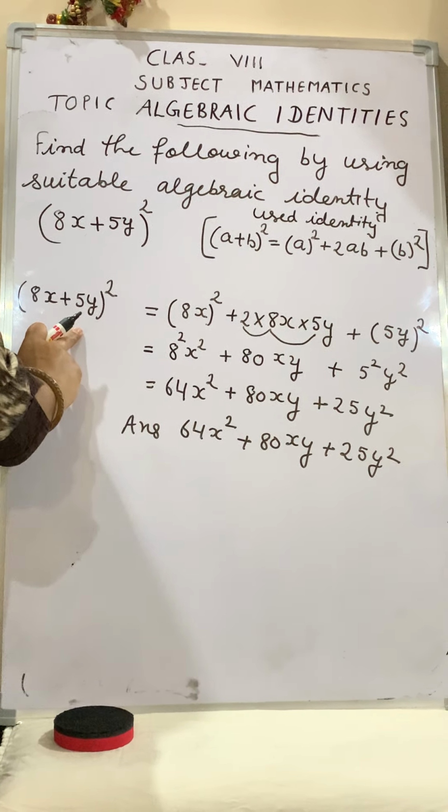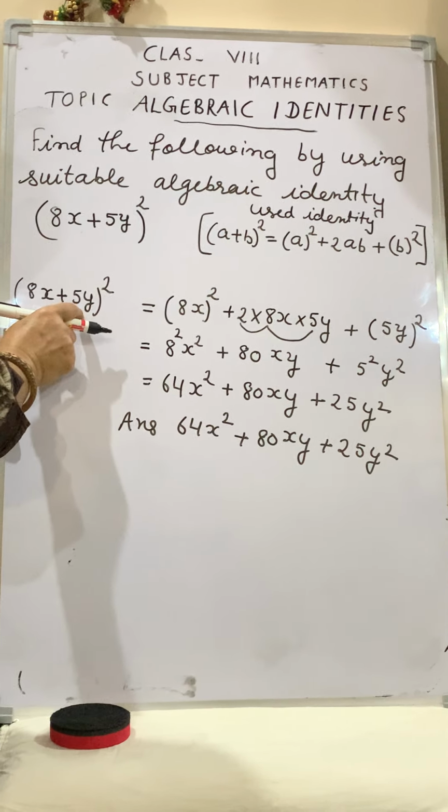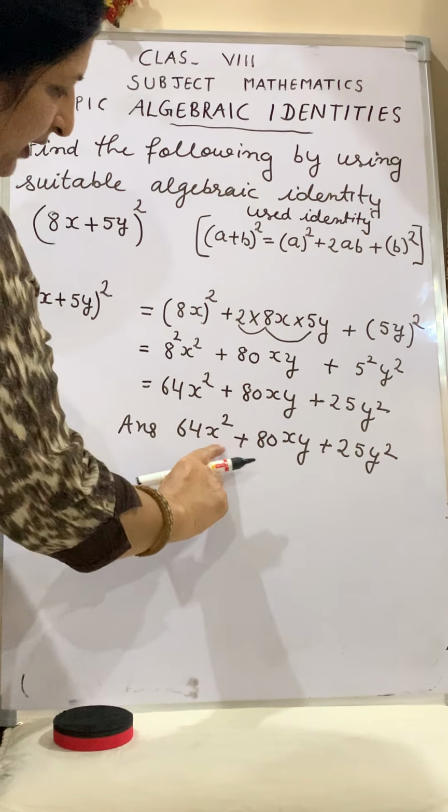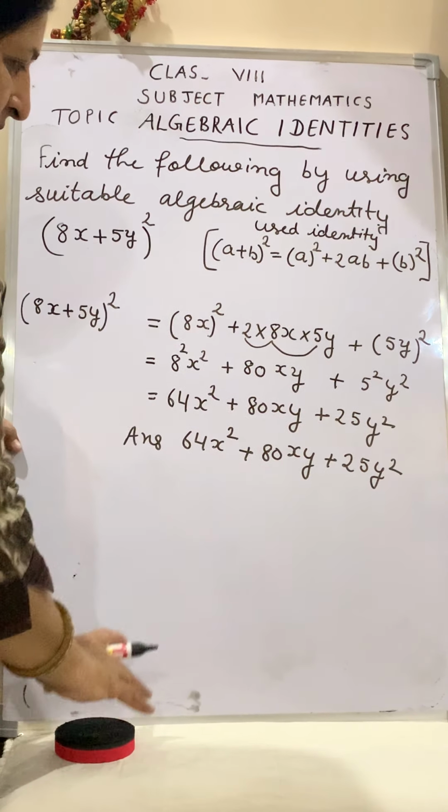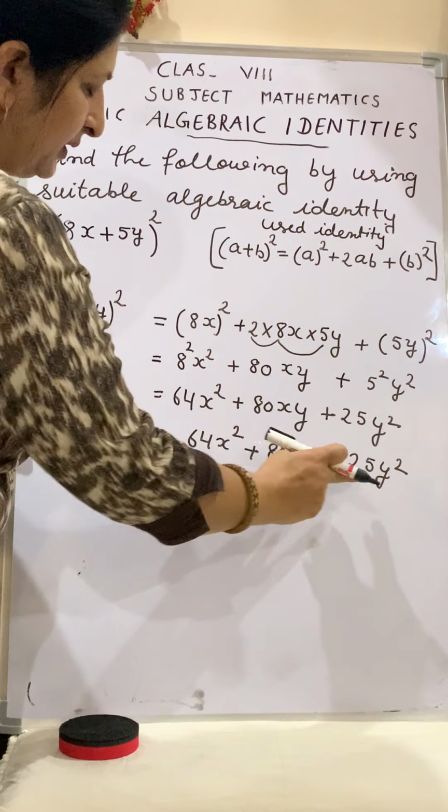If you have to find out the whole square of the sum of two numbers, the answer will be a trinomial. Trinomial means having three terms: first term, second term and third term.